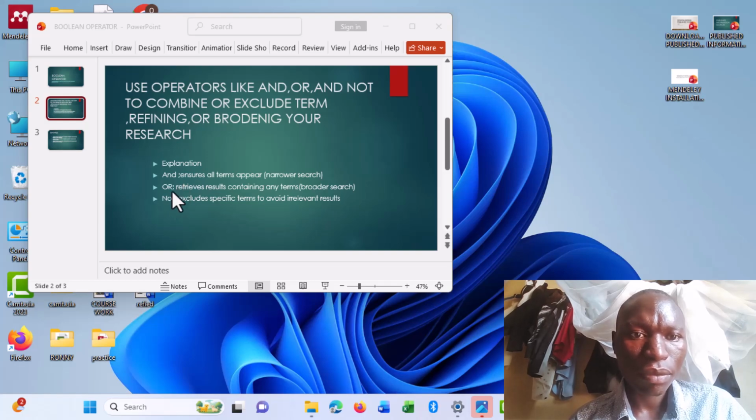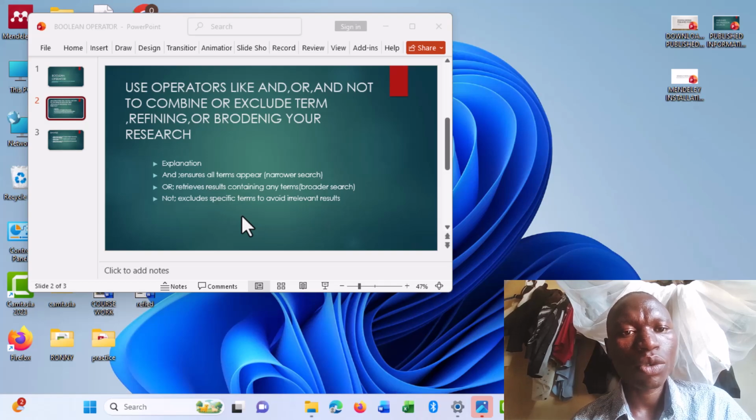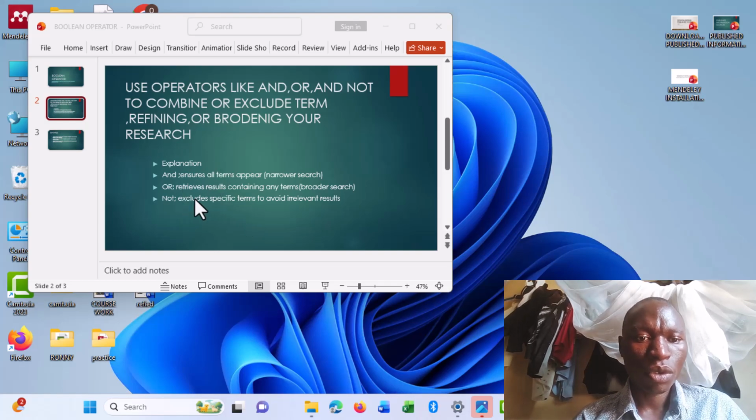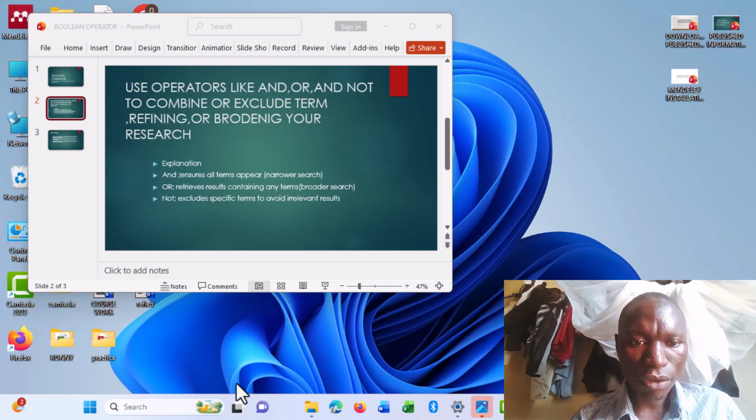And then NOT here. Also here, let's say we have picked illiterate and then literate. Now the use of NOT here, we are going to exclude specific terms to avoid irrelevant results. Now here, let's say we are only talking about literate, okay? So we are going to talk about literate and then we ignore the illiterate. So that is what we are going to talk about. So let us try to demonstrate here.